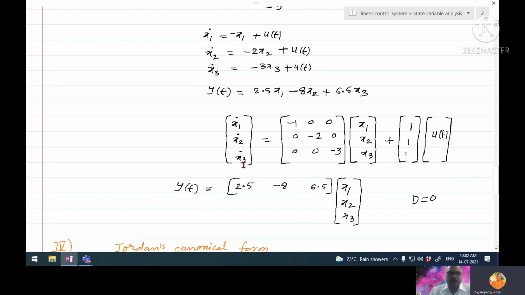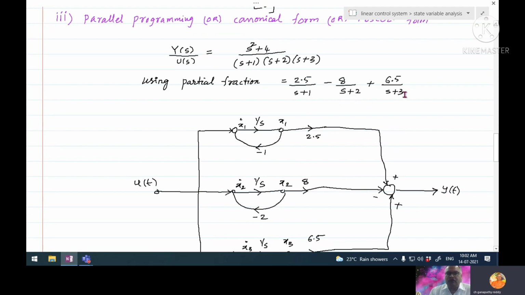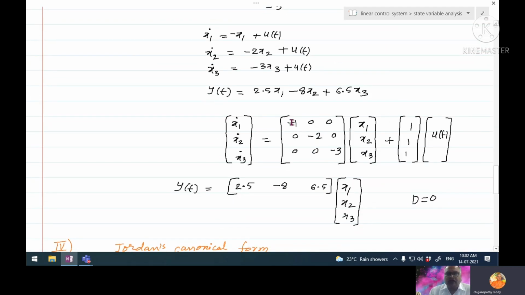x1 dot, x2 dot, x3 dot. Here minus 1, 0, 0. Then here minus 2, remaining zeros. Here minus 3, zeros. So minus 1, minus 2, minus 3 appear on the diagonal, and all above and below are compulsorily zeros. And the B matrix is always 1, 1, 1.